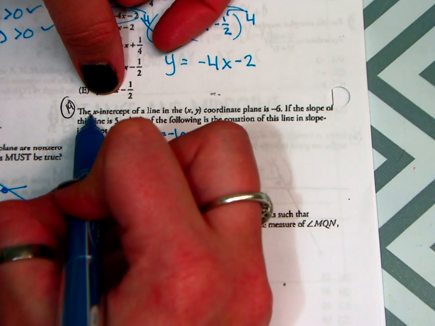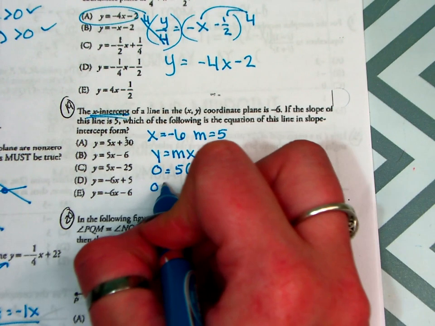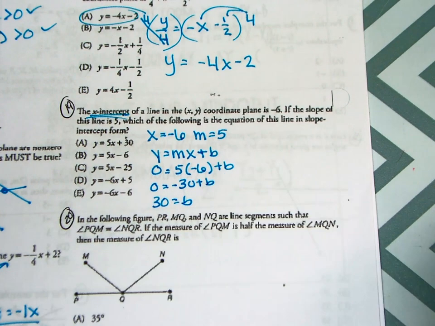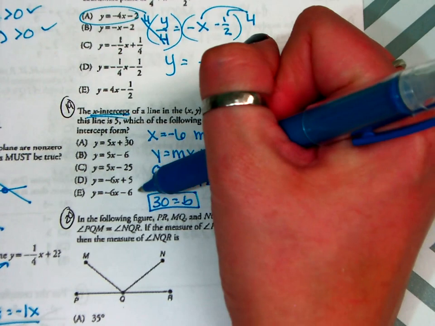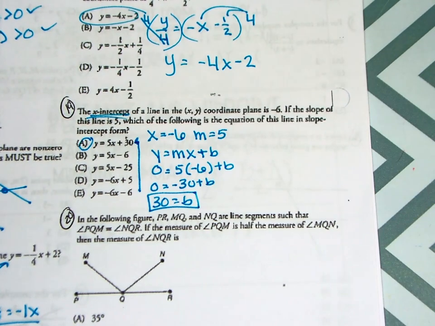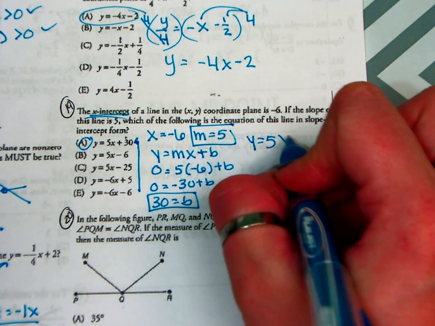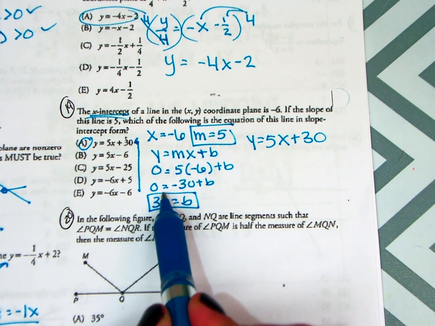Now, remember, if it's an x-intercept, y is actually equal to 0. So I can put a 0 here. So I get negative 30 plus b, so my b value is 30. Looking at my answer choices, I'm looking for a b value of 30. The only one with a b value of 30 is option A. And we already know that the slope is 5. So y equals 5x plus 30. On that one, just be mindful that if it's an x-intercept, y is 0. So that's how we know we can plug 0 in here.